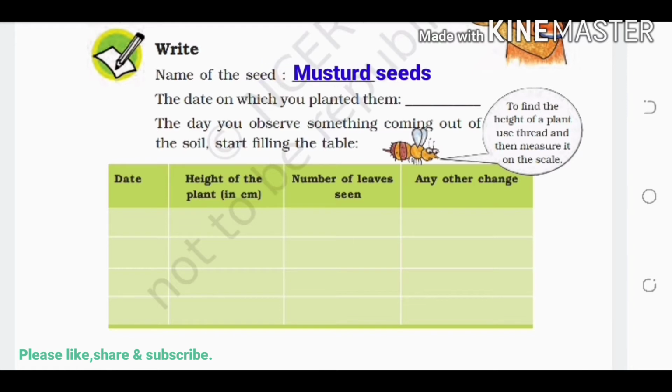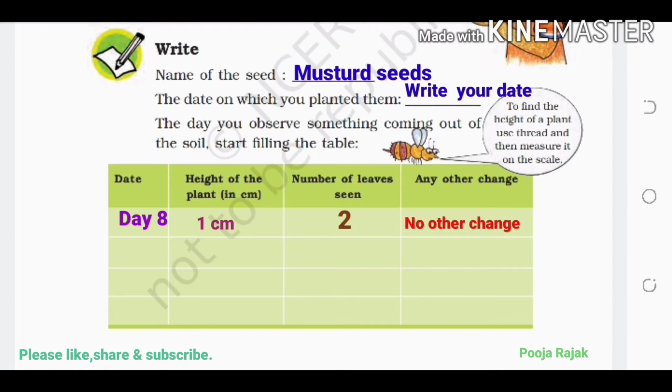Now, first I have to take a seed. Suppose I am taking mustard seeds. So I have to write the date also here on which I have planted the seed. So I have to write the date, okay? Suppose I am taking day 1. So from the 8th day, that is day 8, the height of the plant will be 1 centimeter, okay? Now the number of leaves seen in the plant will be 2, okay? So is there any other change occur? No, there will be no other change.